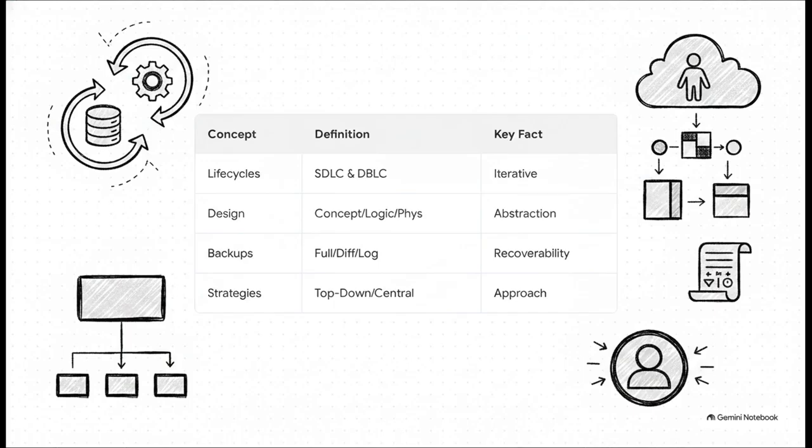Third, backups. Full is everything. Differential is only changes since the last full backup. And log captures specific transaction operations. Finally, design strategies. Top-down moves from entities to attributes, and centralized uses a single design team. Memorize this, and you will be in fantastic shape for your tests.